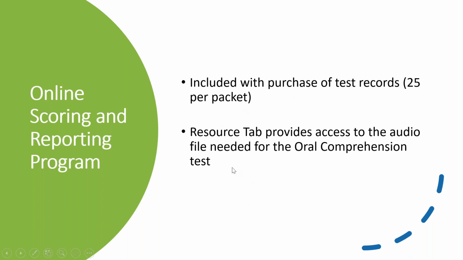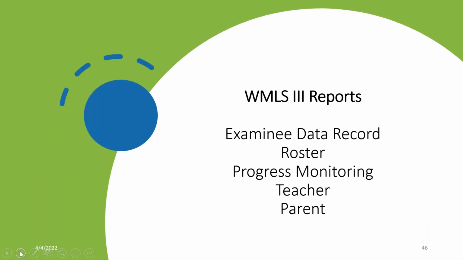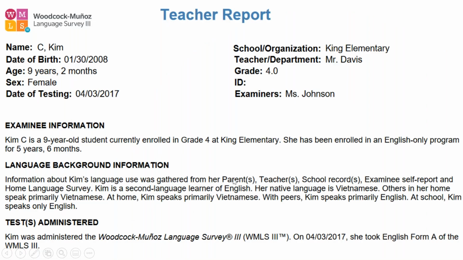And then again, your resource tab is going to provide you with the audio recording. There's different types of reports that are available. There's an examinee data record, there's a roster report, progress monitoring, teacher, parent reports. This is an example of the teacher report. This is actually an example of that add-on comprehensive report. So it's got more verbiage in it than what the basic report gives you. That basic report's just going to give you basically the score report, just like with the WJ.